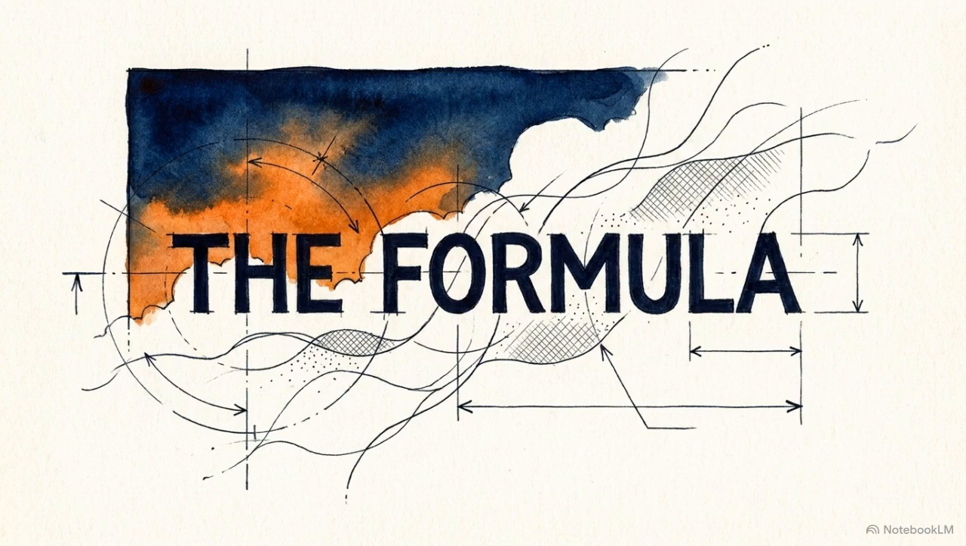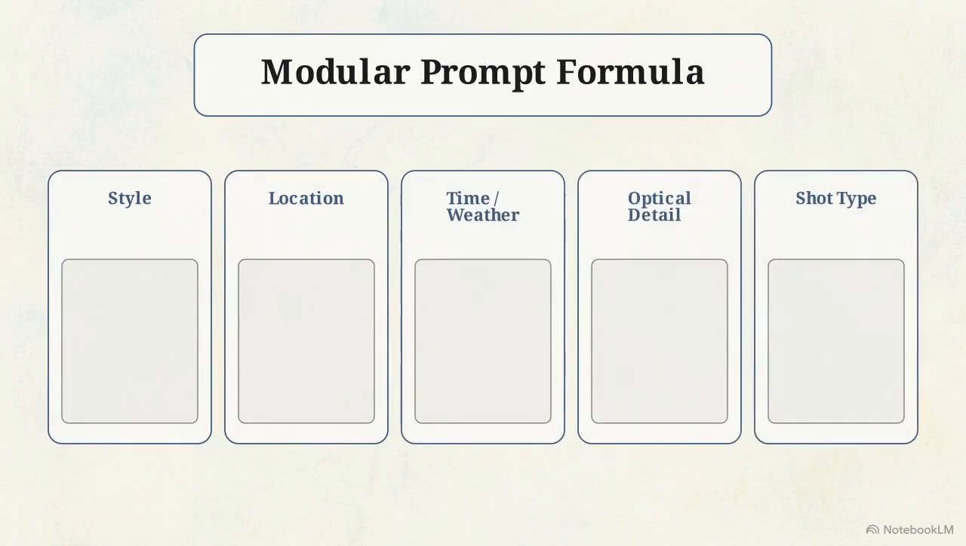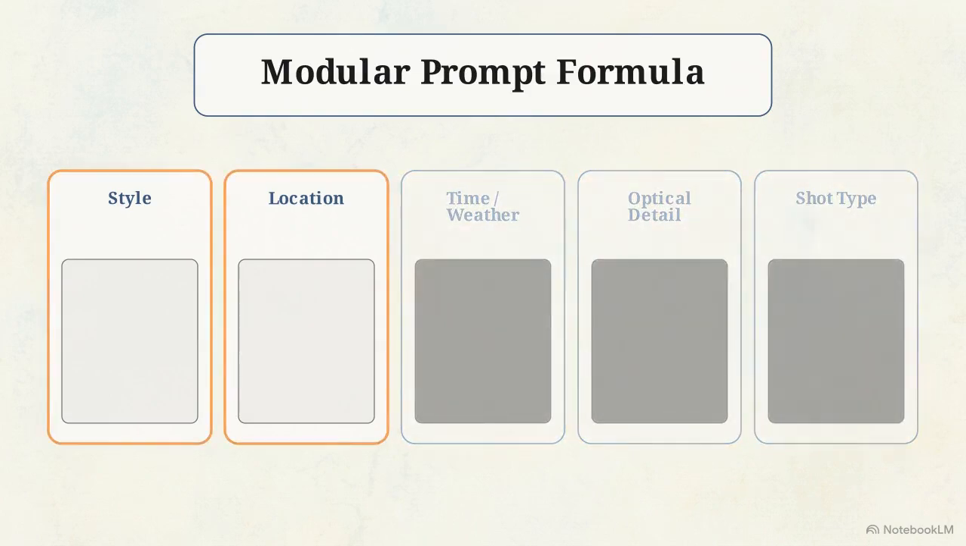Let's translate those pillars into actual instructions. We use a modular prompt formula that will collect this diagram on screen. We build it by combining style, location, time or weather, optical detail, and shot type. We start by establishing the baseline. We fill in Makoto Shinkai style key visual and set our scene at a suburban level crossing.